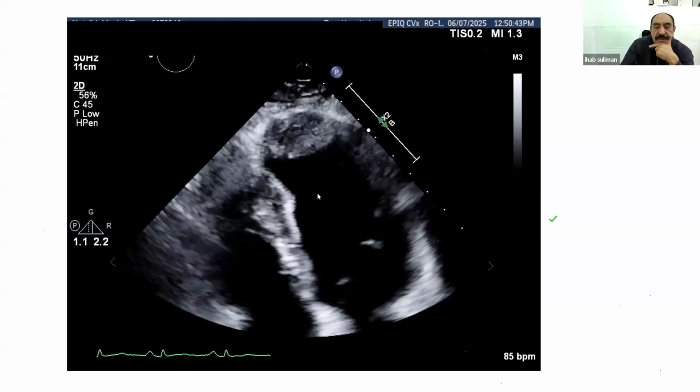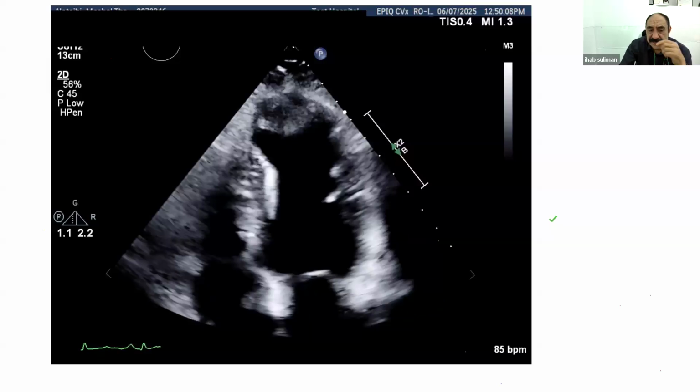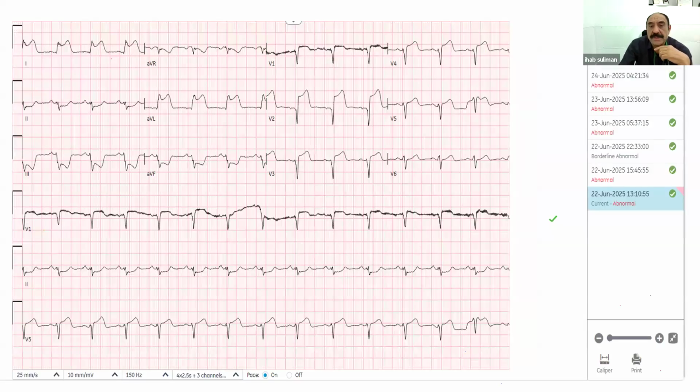So we move on to another example. This is the same patient's echo. What is this on ECG? This was a patient who, I believe, is 39 years old. He came on the 22nd of June, just two weeks ago, and he was smoking. So this is his ECG.